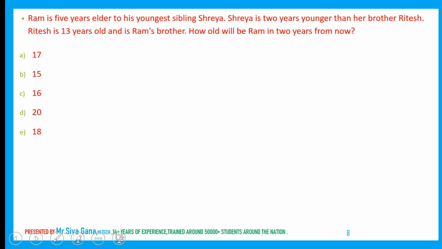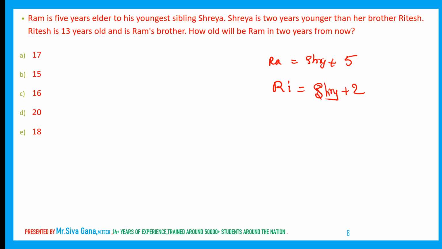Ram is 5 years elder than his youngest sibling Shreya. So Ram is equal to Shreya plus 5. That's the first equation. Shreya is 2 years younger than her brother Ritesh. So Ritesh is equal to Shreya plus 2.